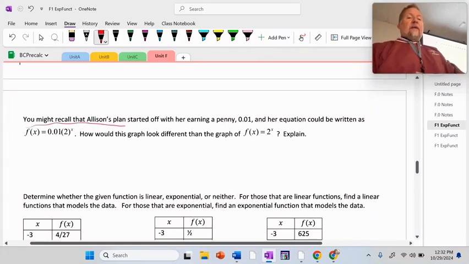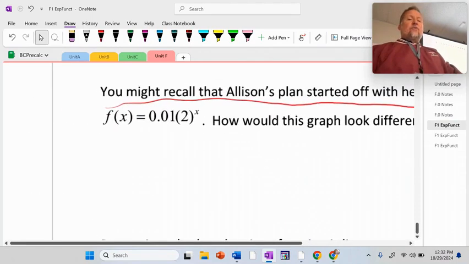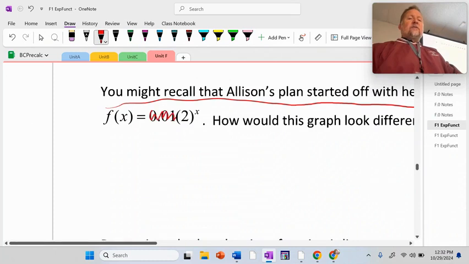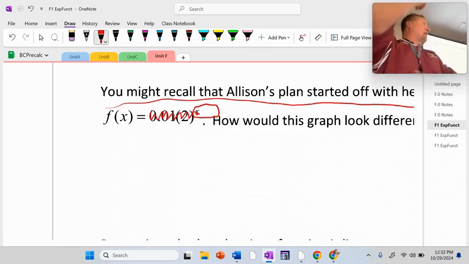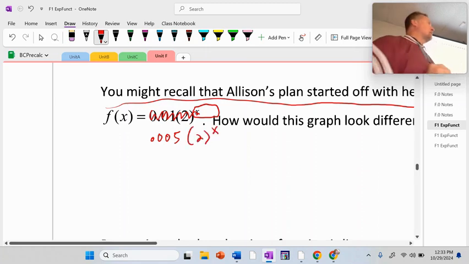Okay, now you might recall that Allison's plan started off with earning a penny, 0.01, and her equation could be written as, that's not true. I'm going to change this. Let's do it to Beth, the other one. Because what was Allison's? X minus 1, which is a right shift. But I wanted to keep it A times B raised to the X, which was Beth's equation. So just a little minor adjustment.